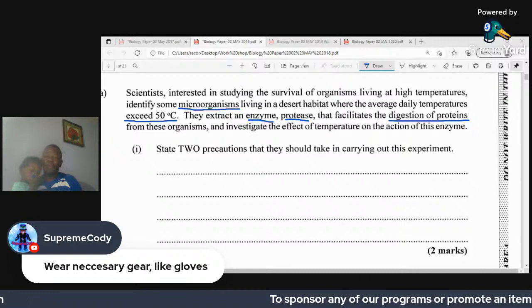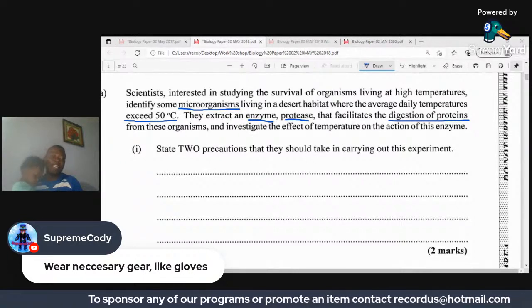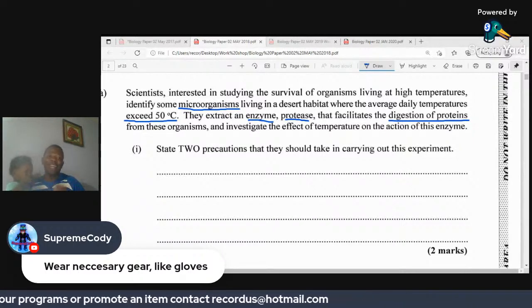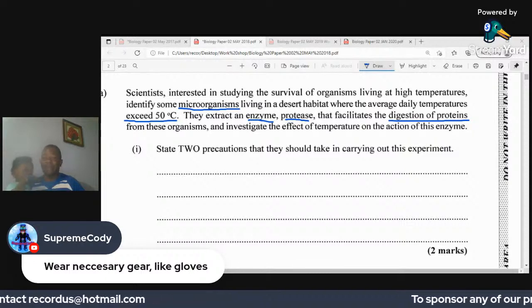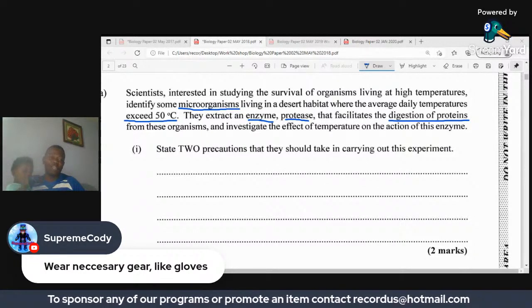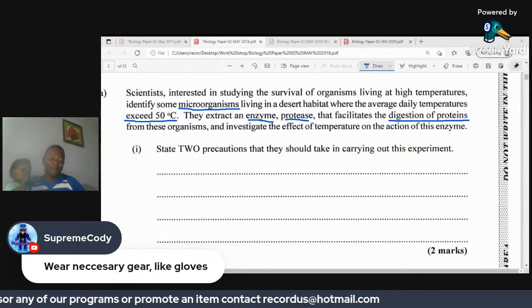Ensure that equipment is properly cleaned. So you want to ensure that equipment is properly clean for this particular experiment so as to ensure that the experiment will not be contaminated. I think I like the answers that I'm getting. Ensure that the microorganism remains at the right temperature because temperature could definitely denature the organism if it's not at the appropriate temperature. So we want to pay attention to that.